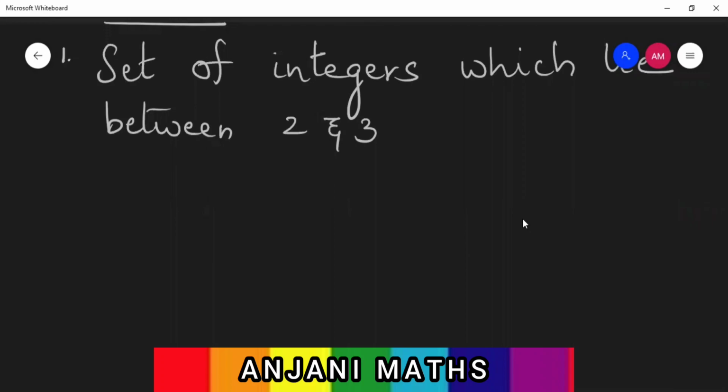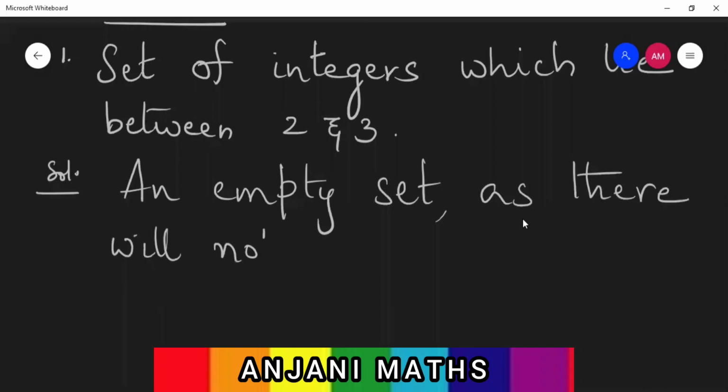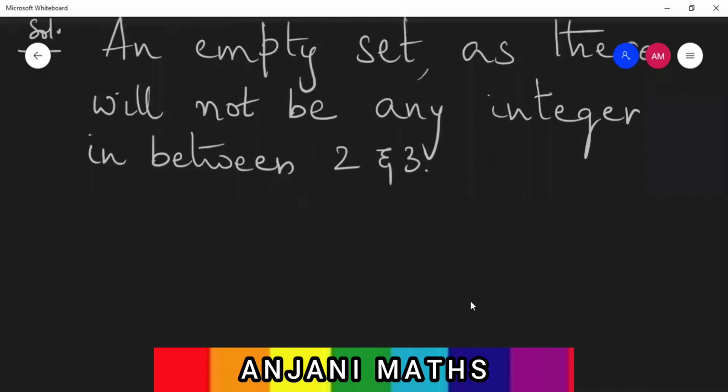Integers means what? -3, -2, -1, 0, 1, 2, 3. Can you give me some numbers which are in between 2 and 3? 2.1, 2.2, 2.3. Are they integers? No. So what is this? It's an empty set. The reason: there will not be any integer in between 2 and 3. That's all.